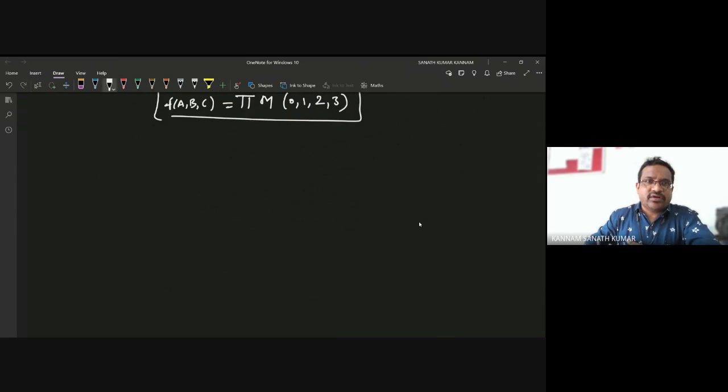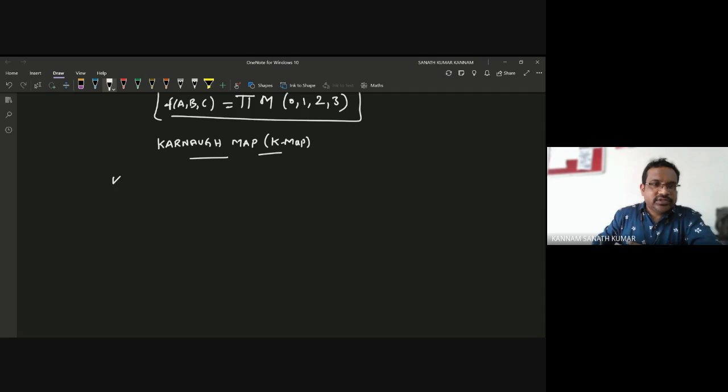So next topic is Karnaugh map. This is the mathematical K map, we call it a K map. This was developed by a scientist called Karnaugh, that's why his name came for this. Karnaugh, in 1953.